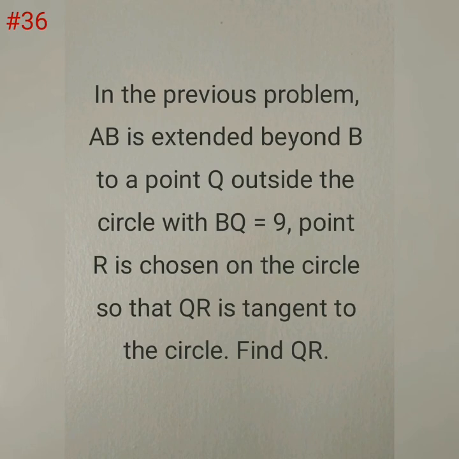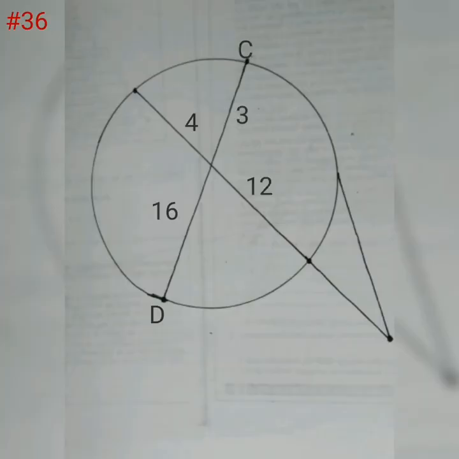In the previous problem, AB is extended beyond B to a point Q outside the circle with BQ equal to 9. Point R is chosen on the circle so that QR is tangent to the circle. Find QR.